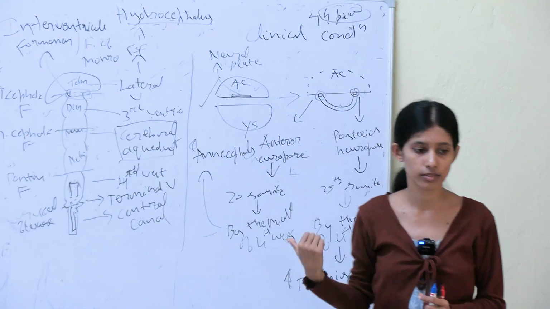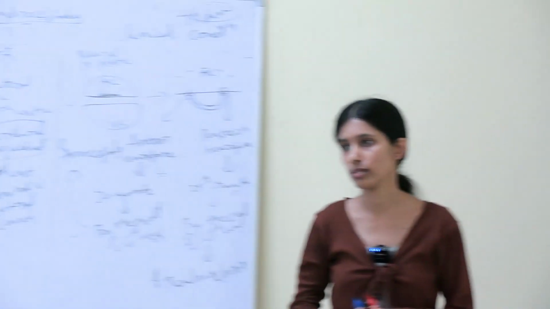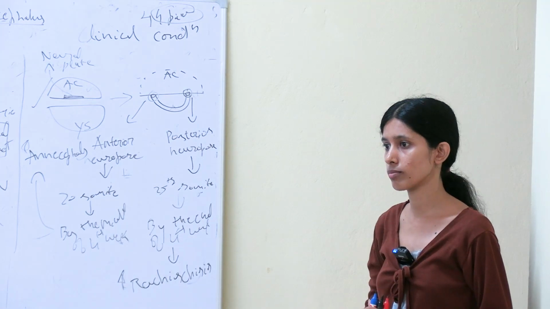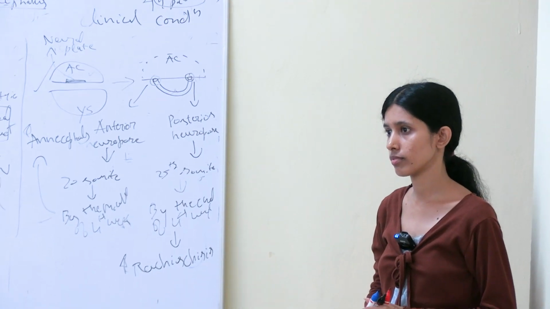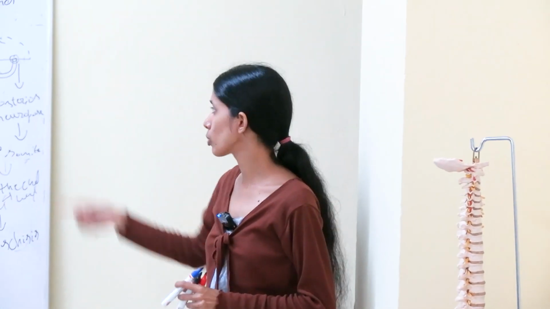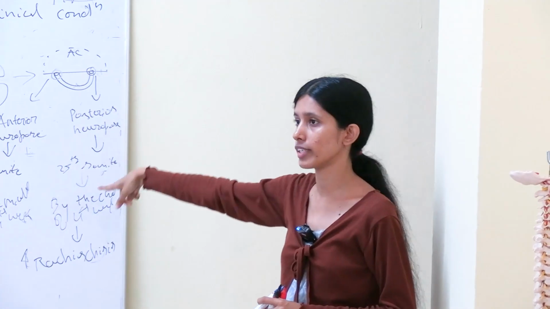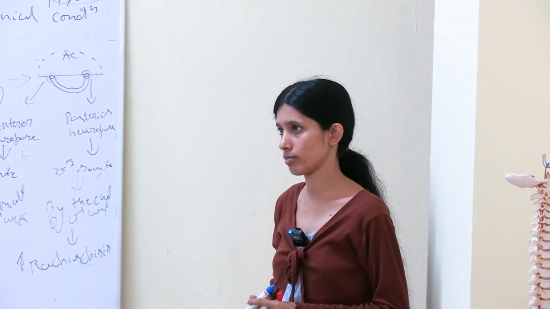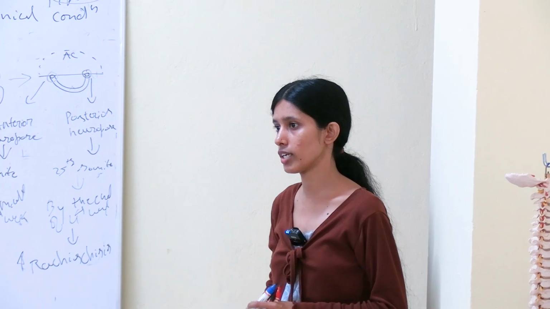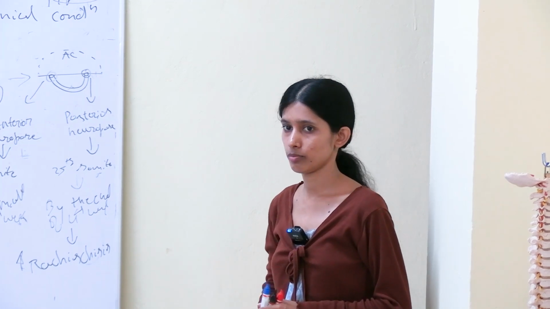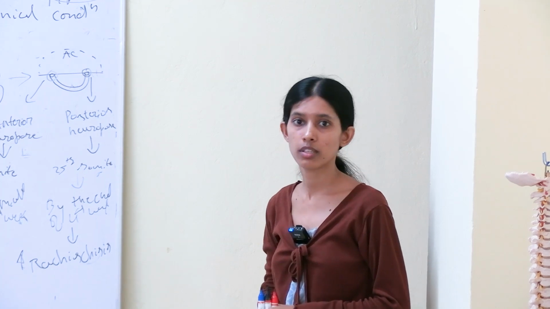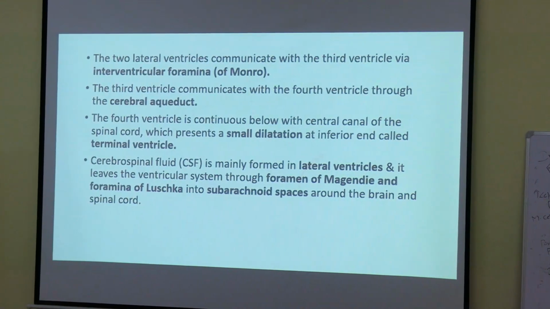Any doubts in this? Any doubts in the foramen or in the clinical conditions? Accumulation of CSF in your ventricles and also in the foramen. Excess accumulation leads to a condition called hydrocephalus. Okay. Any doubts? No doubts? This is the notes for the foramens.